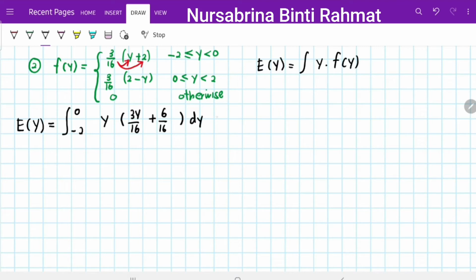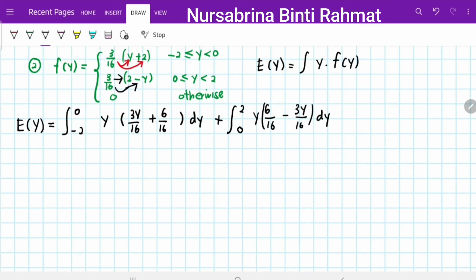Okay, and we have two different probability density functions, therefore I need to add the next integral, from the interval 0 to 2. For this one again, it's suggested to expand it first. So it becomes y multiplied with 6 over 16 minus 3y over 16 dy.